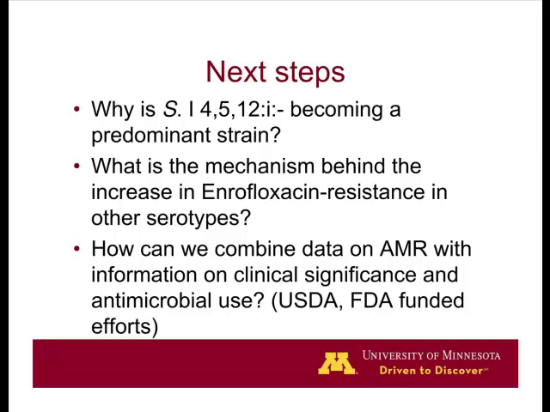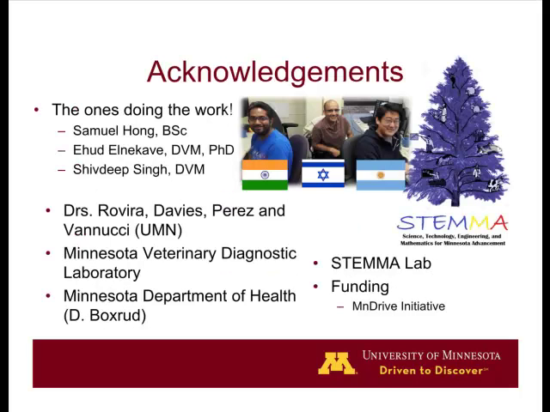Well, one thing is trying to understand a little bit why this strain is becoming a predominant strain through metabolic modeling, trying to see what does make this strain different. Second one would be to characterize what's the mechanism behind that increase in enrofloxacin resistance in other serotypes, in addition to what we know already from the monophasic. And then the third one, and this is through some projects that we have funded at the University of Minnesota, how we can combine data on AMR with information on clinical significance and antimicrobial use at different levels to try to understand a little bit better how this system is going and why we are receiving these signals.